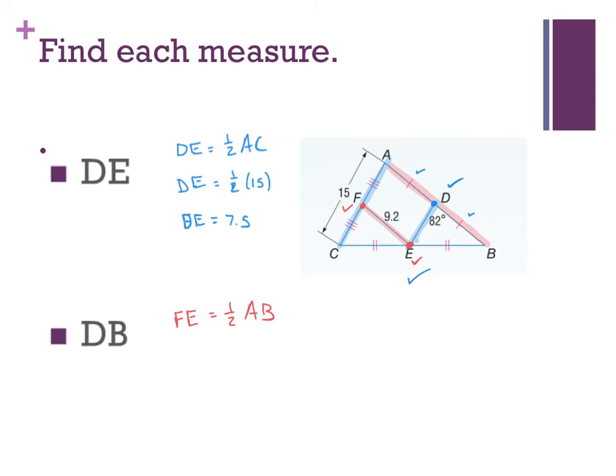Now, in this case we know we have FE, so 9.2 is equal to 1/2 AB. We need DB right here. So first let's solve for the whole, and then we can find the piece. If we multiply both sides by 2, we get that AB is 18.4.